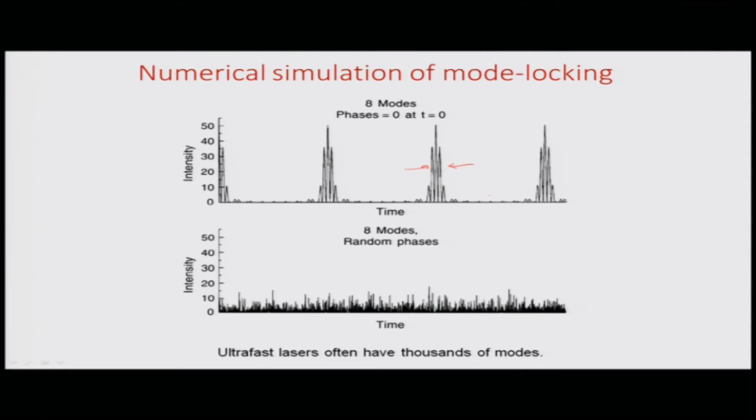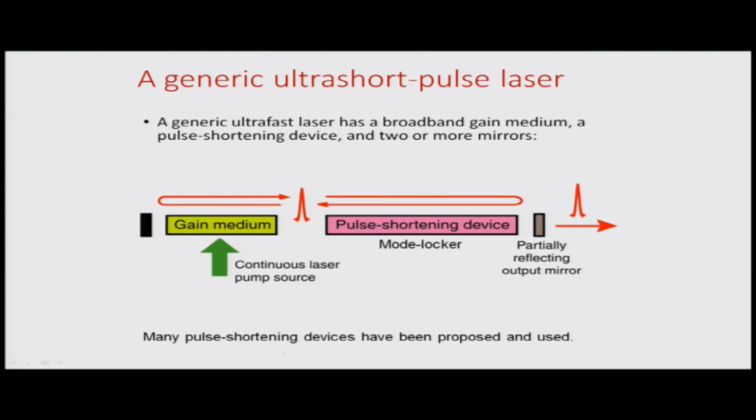and here it is showing an example case where the phases are 0 at time equal to 0, but at other times whenever they are in phase, have a fixed phase between all of them, then they come together for a very short period of time, and that is the ultra short pulses for me. However, if they are always random, then there is no time possible where they will all get amplified simultaneously to give rise to that short period of time. So, ultra fast lasers often have thousands of modes.